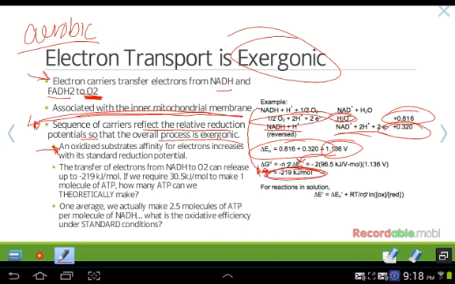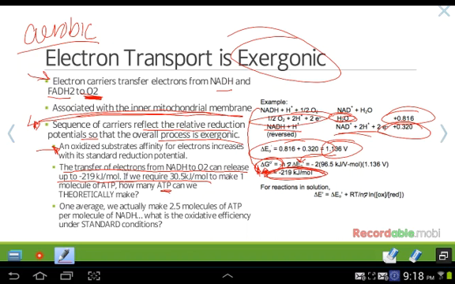So that's a lot of energy. That's 219 kilojoules per mole of energy released. Just to recap, the transfer of electrons from NADH to O2 can release up to 219 kilojoules per mole of energy. Now remember, this is under standard Gibbs free energy. If we require 30.5 kilojoules per mole of energy to make one molecule of ATP, take a moment and calculate how many ATP we can theoretically make. Alright, so I'll let you come into class and tell me about that.